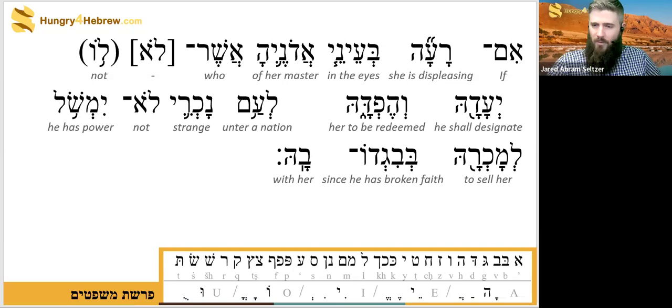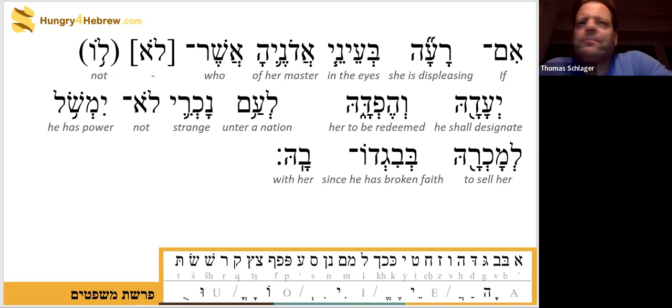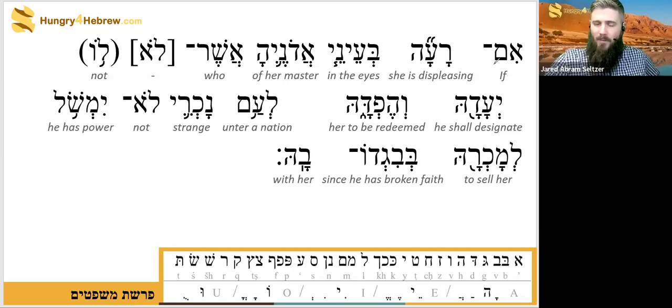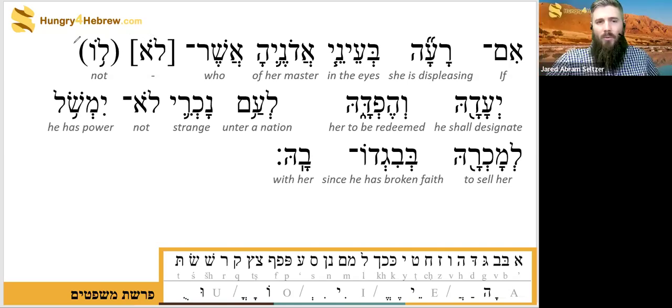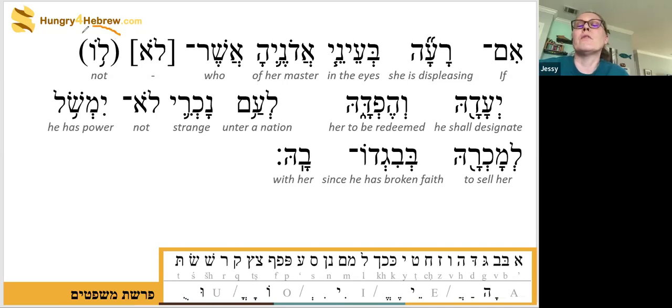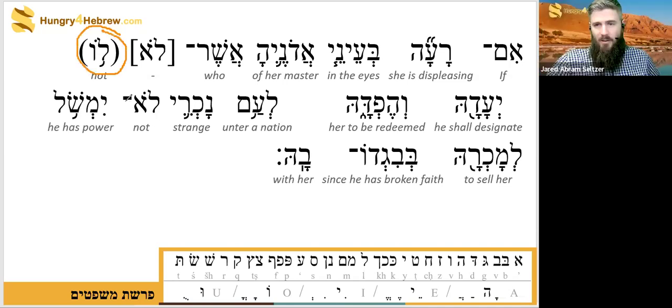Next verse. Who wants to read, even if you read before? I will. All right, go ahead, Jesse. Im ra'a be'ene adonecha asher lo. What we're looking at here is a difference between what is written in the scroll versus what the scribes want us to read it as. So it's written as this, but they want us to read it as that.